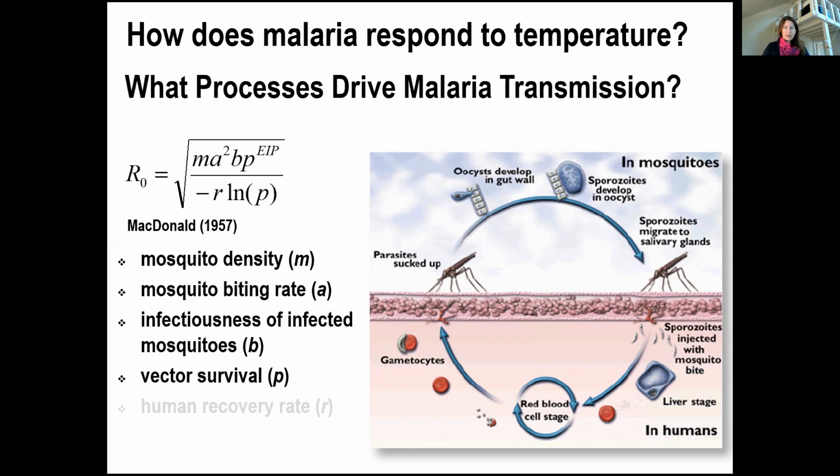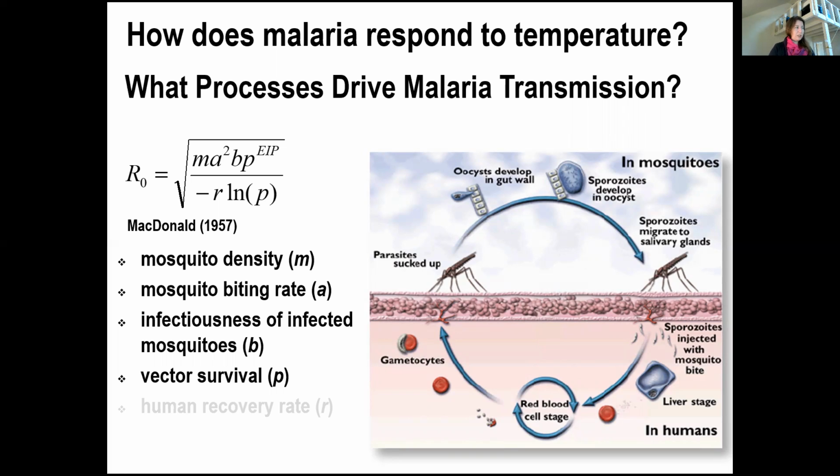And a lot of that process is happening in the mosquitoes. So the parasite and the mosquito together, and they are happening in the environment. And so they are very, very susceptible to environmental temperatures. And so temperature drives a lot of what happens with the processes that drive malaria transmission.